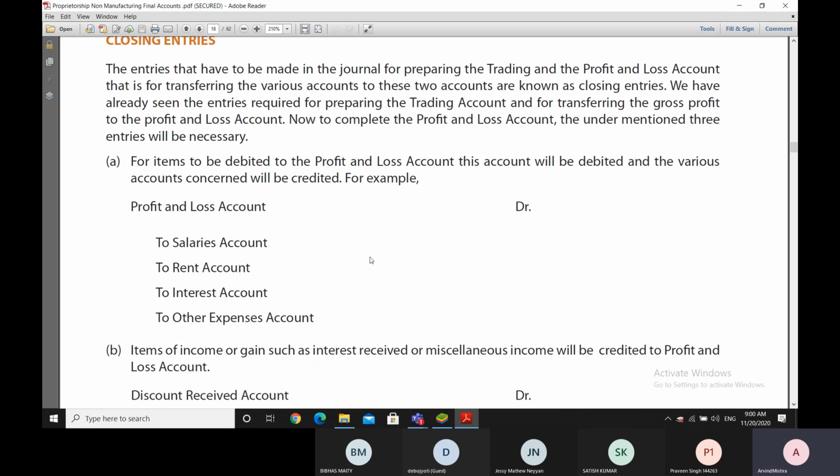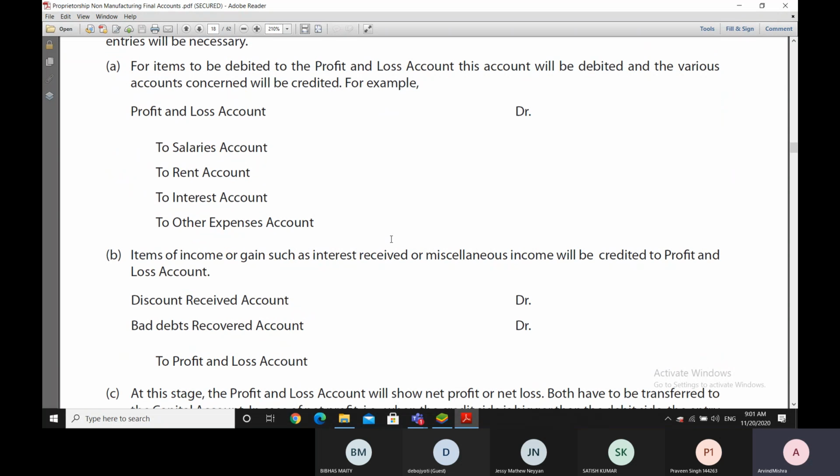So we take up the expenditures of the profit and loss account, and we find out in which accounts those expenditures have been debited, like salary account, rent account, interest account, other expenditures. We credit all those expenditures and debit the profit and loss account with it in order to transfer the indirect expenditure to the profit and loss account.